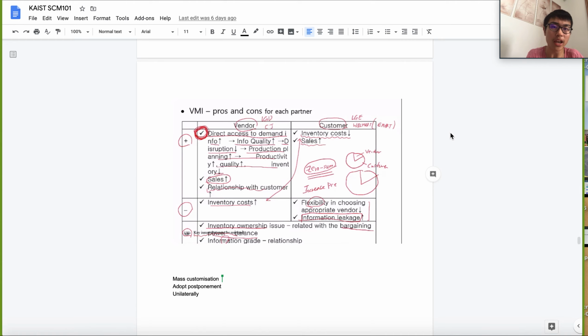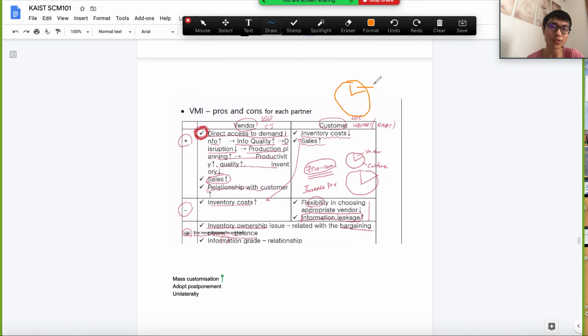And on the other hand, for the customer, inventory cost is one advantage theoretically, but this is a cost that we, as the customer, have to pay. If the customer outsources this management task to the vendor, then they have to pay the vendor an equal amount of money for inventory storage and inventory management.